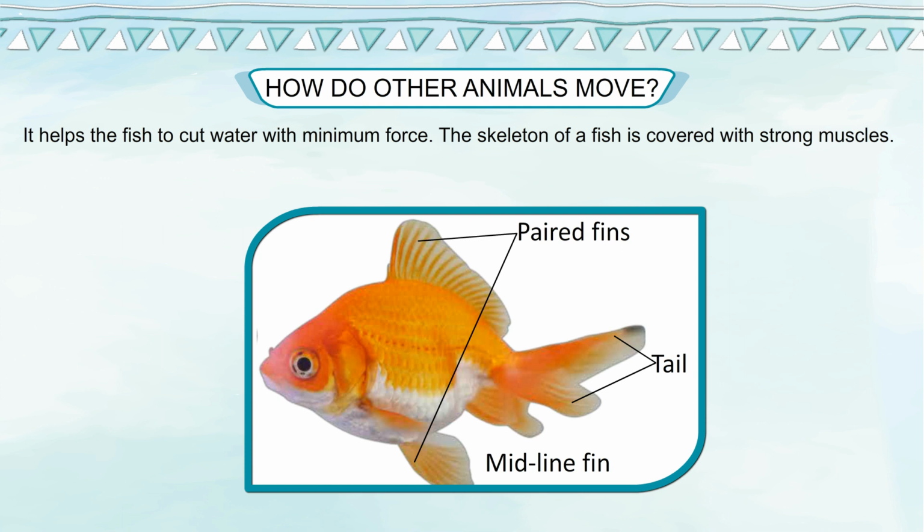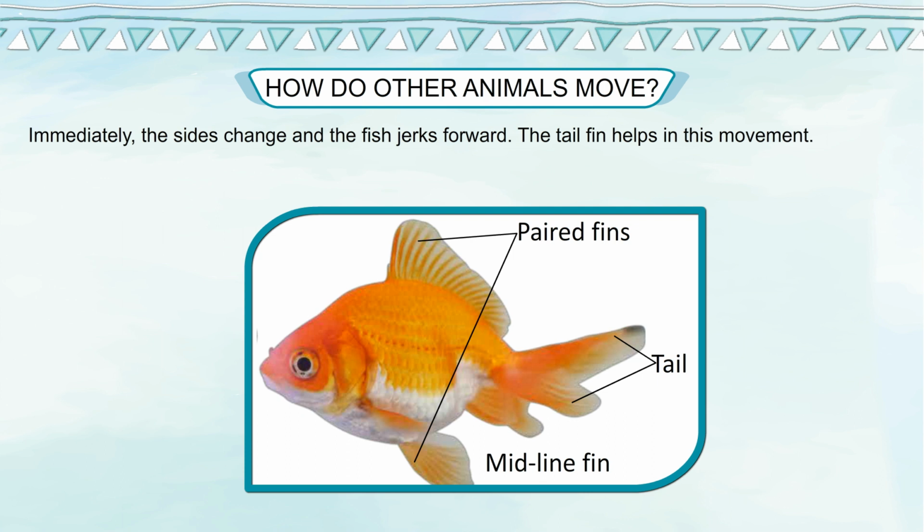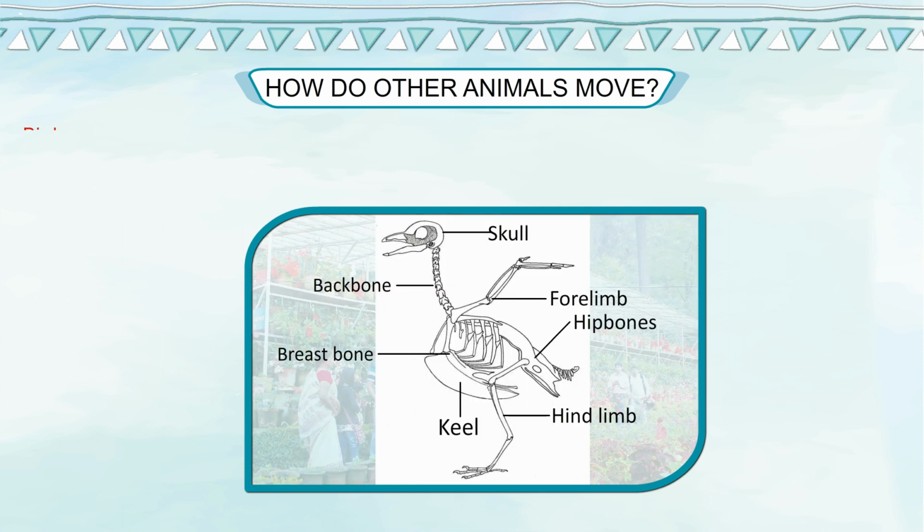The skeleton of a fish is covered with strong muscles. When it moves in water, the front part of the body curves to one side while the back end moves on the opposite side. Immediately, the sides change and the fish jerks forward. The tail fin helps in this movement.